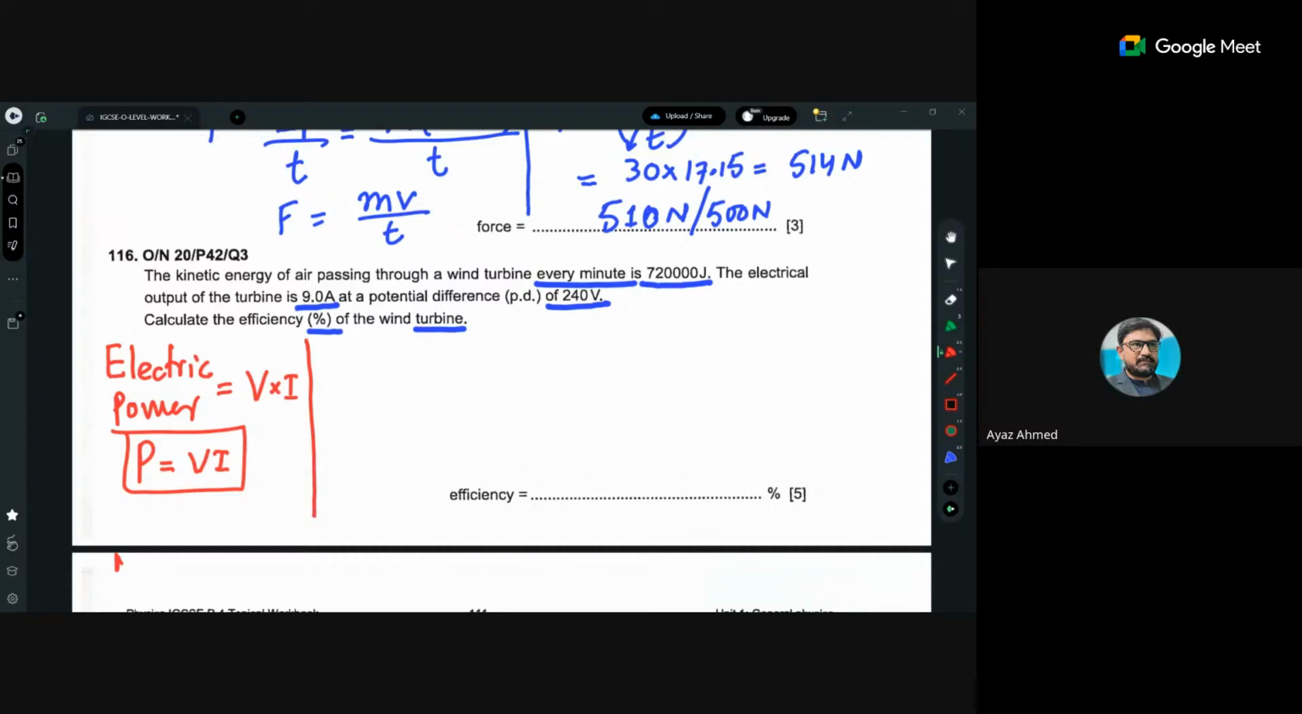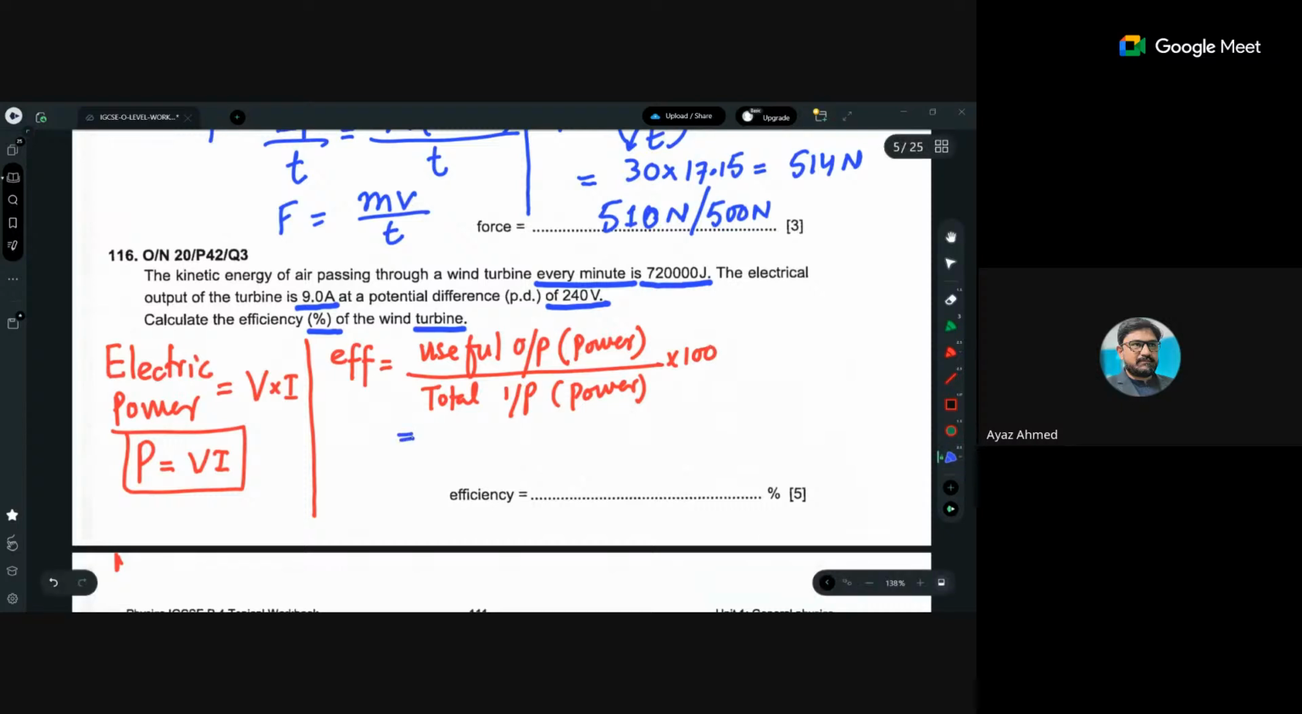And because this question is related to efficiency, efficiency is equal to useful output divided by total input. As I told you, if you are using power at the top, you will use power in the denominator as well. So what is the useful output power? That is electrical power, so you will use V times I: 240 times 9 ampere is your useful output power.